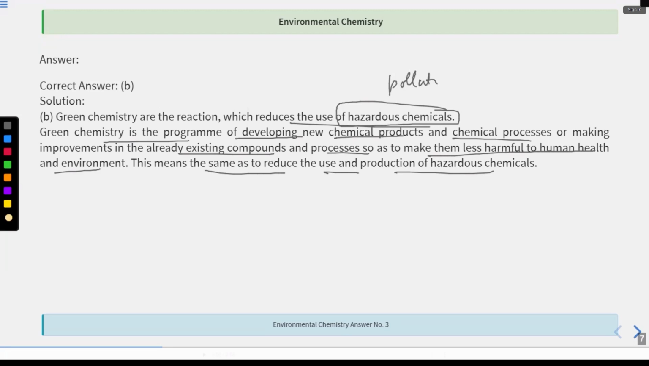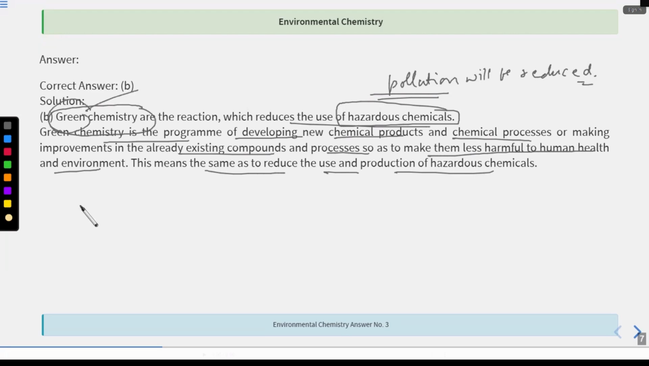First thing, pollution will be reduced, and the people who are working around these kinds of industries, their health will not get affected. So green chemistry basically looks out for these two or three scenarios. First, reducing pollution by reducing the use of hazardous chemicals, and second, it improves the health of those people who are working around these kinds of industries. This is what green chemistry basically means.